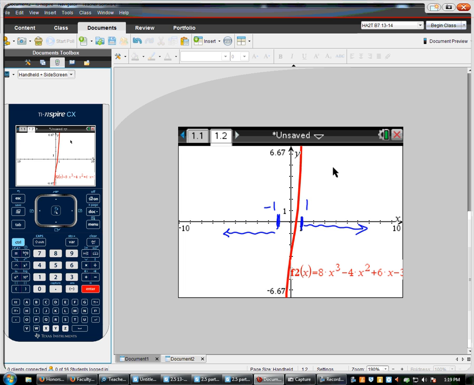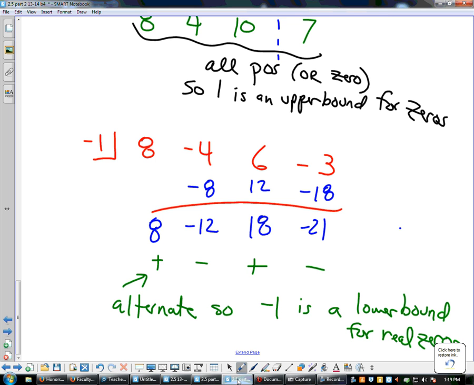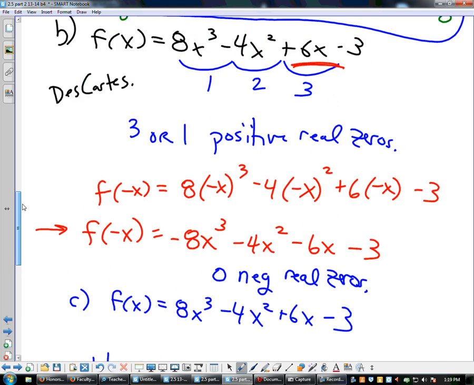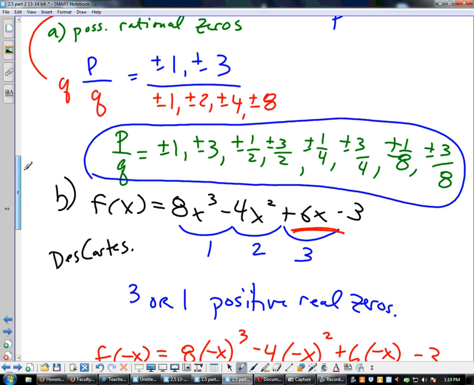So 1 is an upper bound for the zeros, -1 is a lower bound for the zeros, and that means any zero that we have is going to be in between -1 and 1 based on the numbers that we chose. So back to this for a minute. If we are trying to find the zeros for this function, I know that it's not going to be -1 or 1.